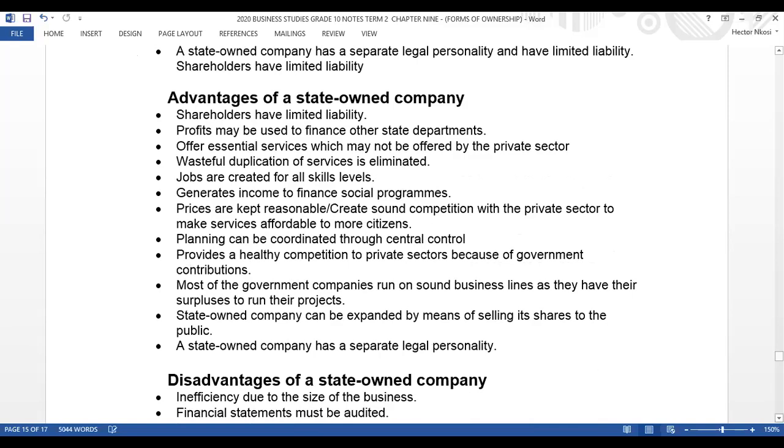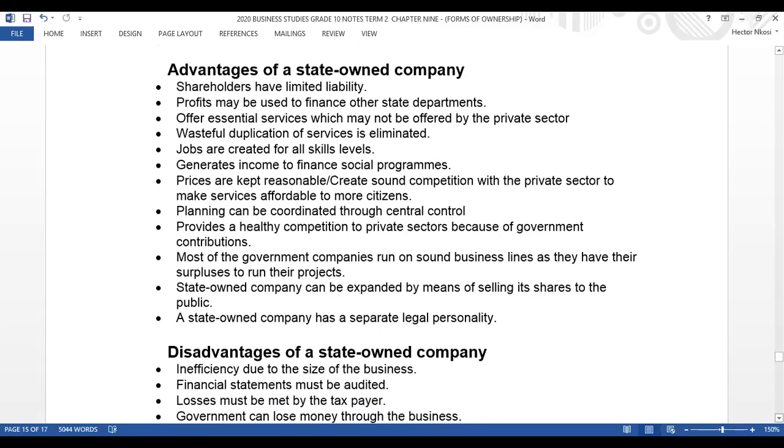Now, boys and girls, let's look at the good things about this type of company, which is your state-owned company, right? Let's look at what are the positive things about state-owned companies. Remember, we get these from the notes. I'm going to send you guys these set of notes, maybe via email or so, right? Now, let's look at the good things about these state-owned companies.